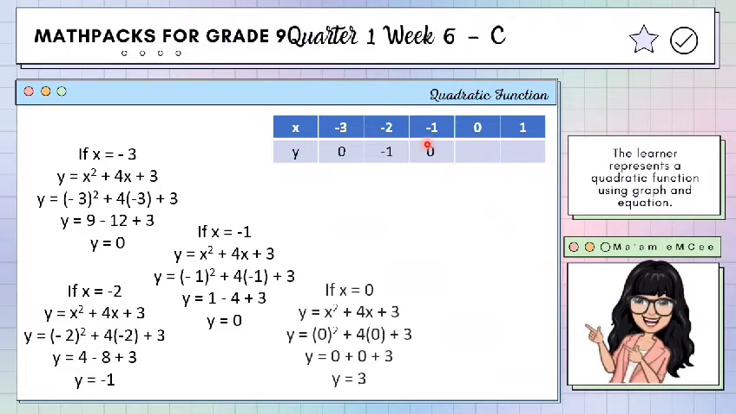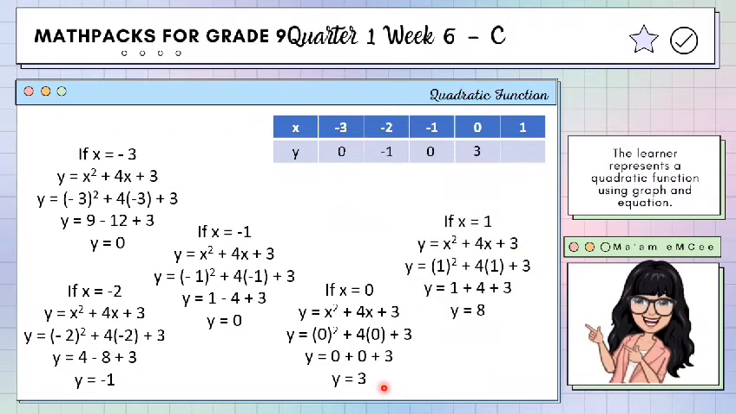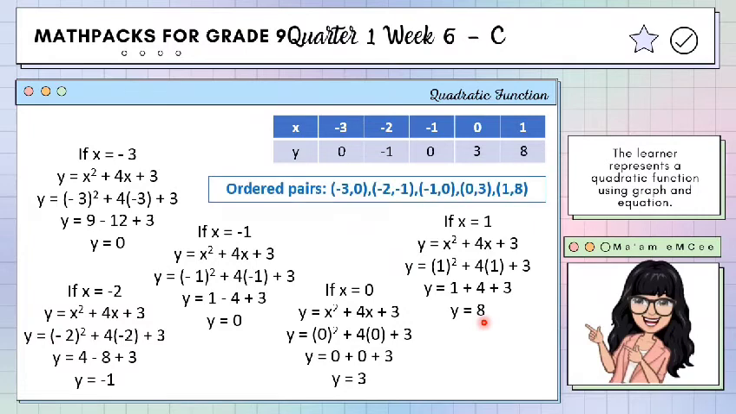Then let's have our 0. So if x is equal to 0, we substitute this value of x into our quadratic function, and our y is equal to 3. So our next ordered pair will be (0, 3). And then lastly, if x is equal to 1, then the value of our y is equal to +8. So the next ordered pair is (1, 8). Now, our ordered pairs again are (-3, 0), (-2, -1), (-1, 0), (0, 3), and (1, 8). We will be using these to plot our quadratic function.